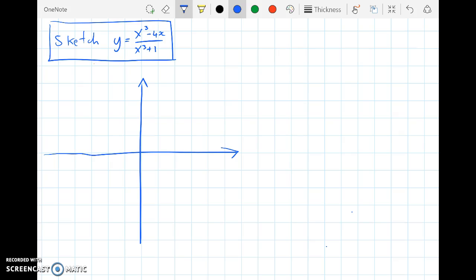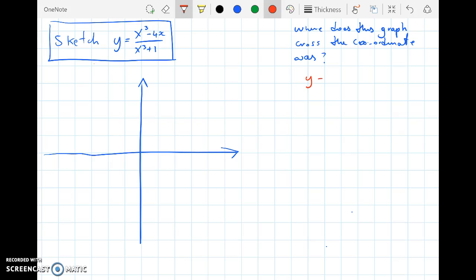First thing is to look for where does this graph cross the coordinate axes. Well, we can see that it crosses y equals 0 when x equals 0, because x is 0 at the top and gives y equals 0, but perhaps factorising the top would be quite helpful here.